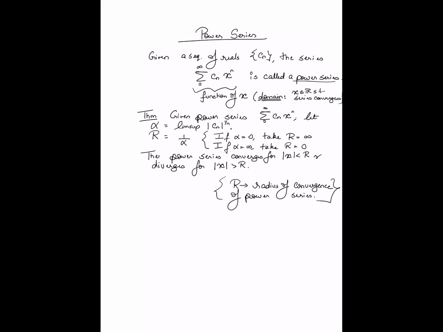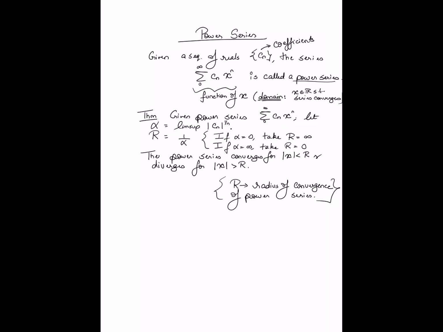And how do I get the radius of convergence? You first look at the coefficients of the power series. These Cn's are typically called the coefficients. You look at the coefficient sequence and define alpha to be the lim sup of absolute value of Cn raised to 1 by n.